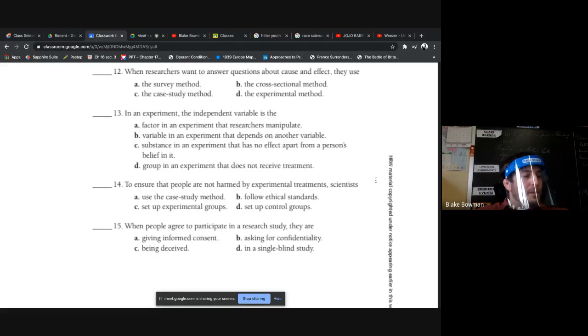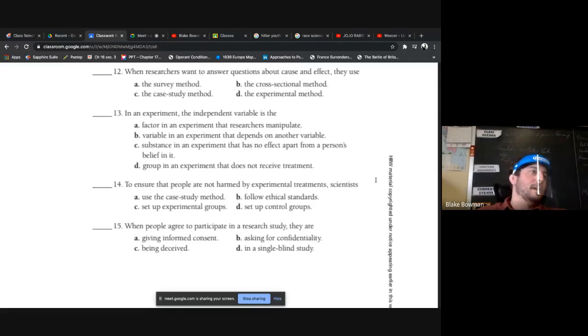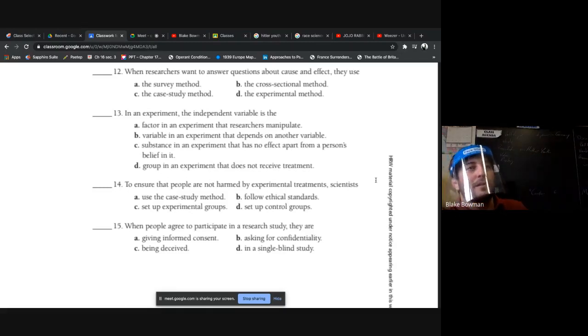14, to ensure that people are not harmed by experimental treatments, scientists, Sarah? Yep, follow ethical standards. That could work. And we went in detail about those ethical standards, and that's why I kind of want you to do this research experiment to see how maybe some of these experiments cross some ethical standards and things like that.